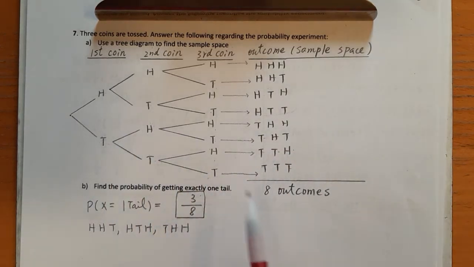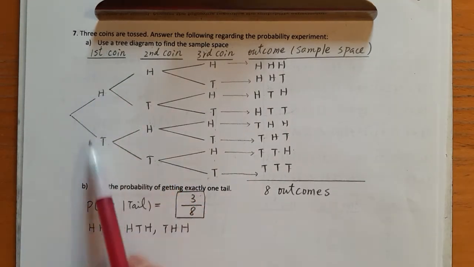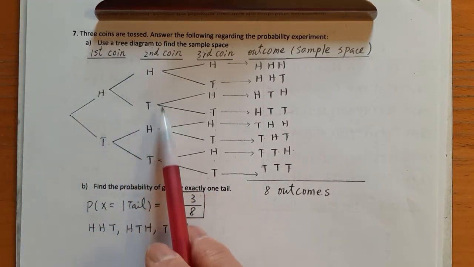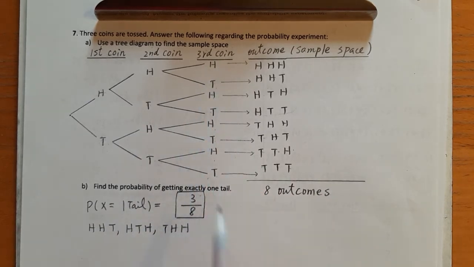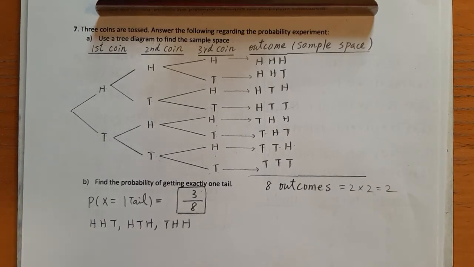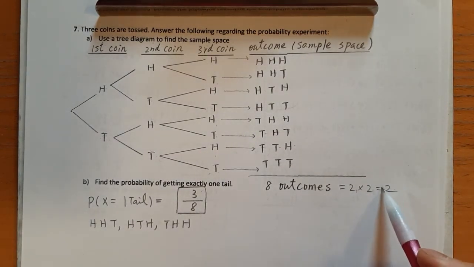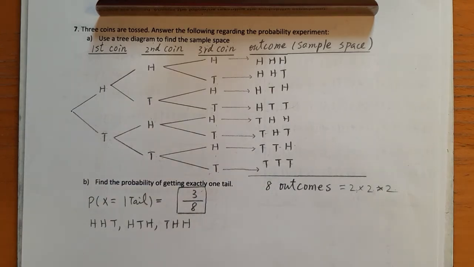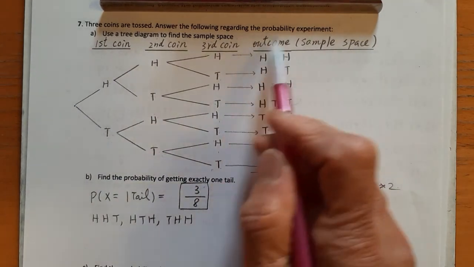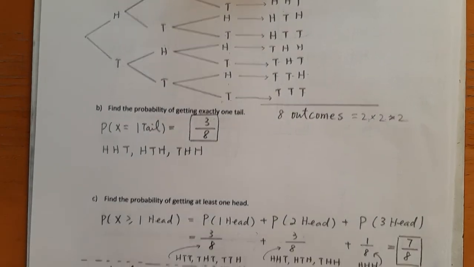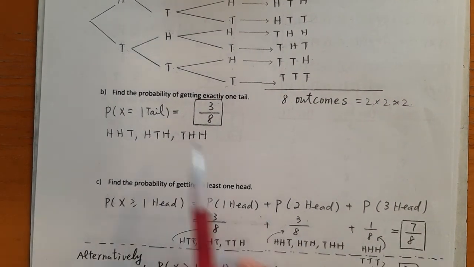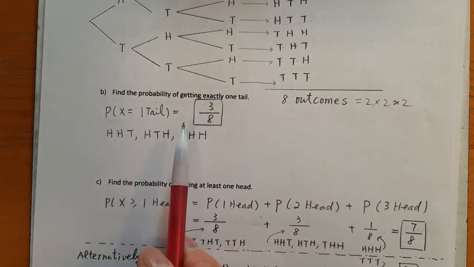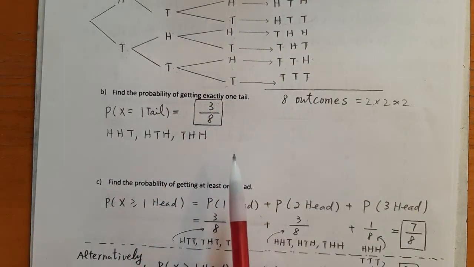Total 8 outcomes. Because here, first coin has 2, second coin is 2, head or tail, third coin is also 2. So this 8 outcomes is just 2 times 2 times 2. Each coin has 2 faces, either head or tail. Putting together, the total combinations is 8 outcomes. Now this we call tree diagram. And sample space has those 8 outcomes.